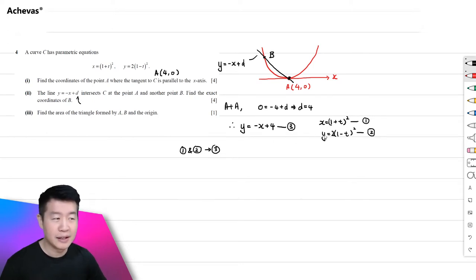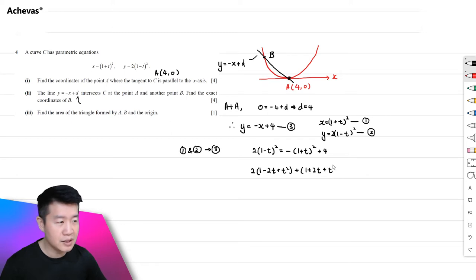Okay, so they are happening simultaneously. So if I were to sub 2 into here, we have 2 of 1 minus t squared. This is equal to minus x, so 1 plus t squared plus 4. Let me bring everything over to the left-hand side. So this is 1 minus, if I were to expand this, 2t plus t squared. Moving this over to the left-hand side, plus 1 plus 2t plus t squared, then minus 4. This is equal to 0.